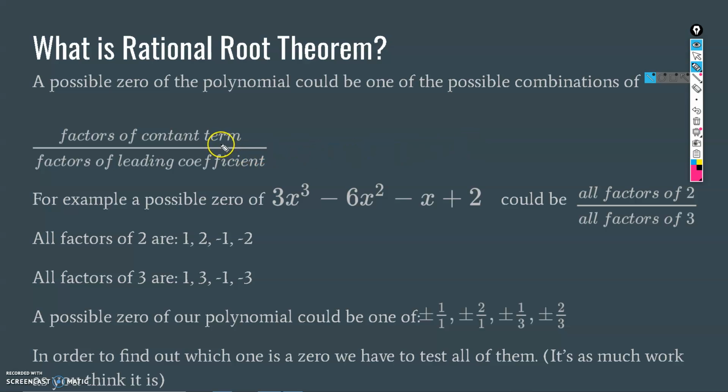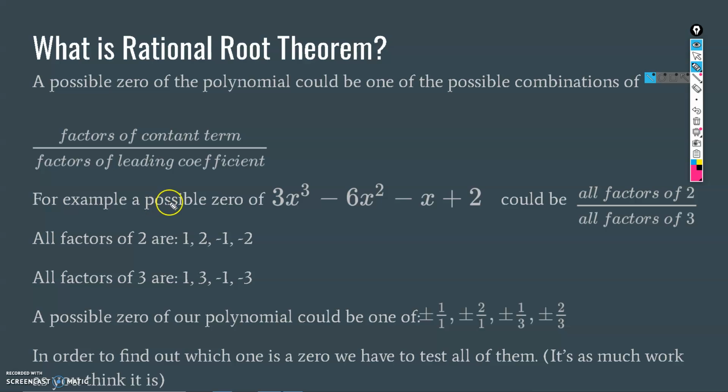So, what is the rational root theorem? Well, a possible zero of a polynomial could be one of the possible combinations of the factors of the constant term over the factors of the leading coefficient, and all possible combinations of that. And again, this is the tool to get us our first zero. Once we get our first zero, we're going to take off with synthetic division and try to find the remaining zeros. Once we have the first one, we can build off of that.